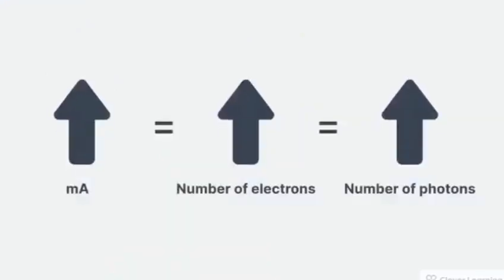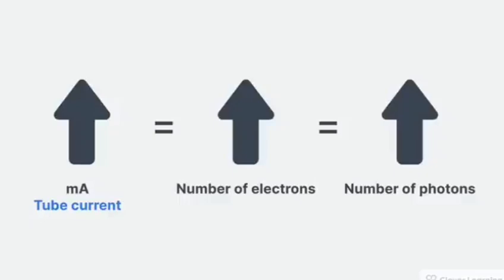The number of X-rays and the energy of X-rays are actually controlled by the operator using the mA, kVp, and the exposure time. Increasing the mA, or the tube current, increases the number of electrons produced in the X-ray tube. Increasing the number of electrons increases the number of photons. This is the idea of intensity or quantity.